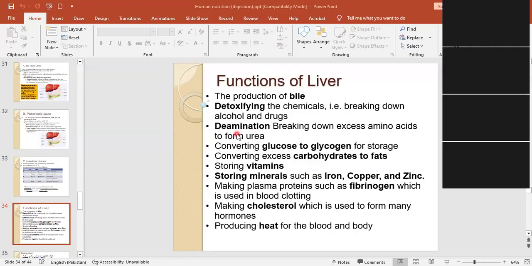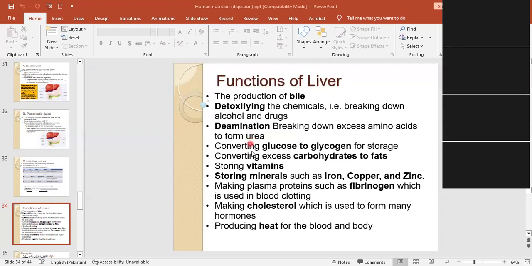Then another part, what is it? What else does it do? Deamination. Deamination is what happens if you have excess amino acid, okay, you ate fruit, and you had excess amino acid, you ate more protein that day, then it will break down into urea. This method is known as deamination, right? So excess amino acids are broken down to form urea, that is known as deamination. You will study about deamination in 10th grade in the chapter excretion.